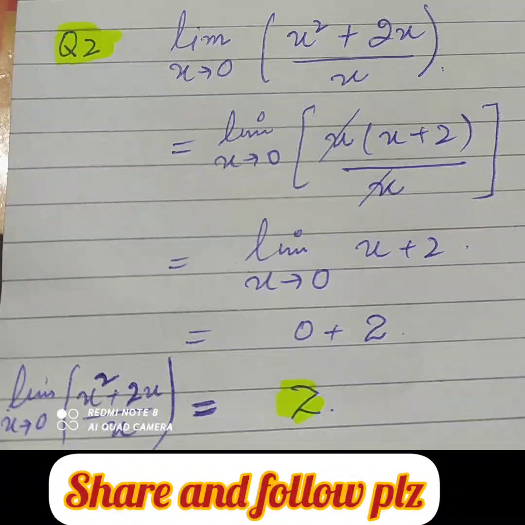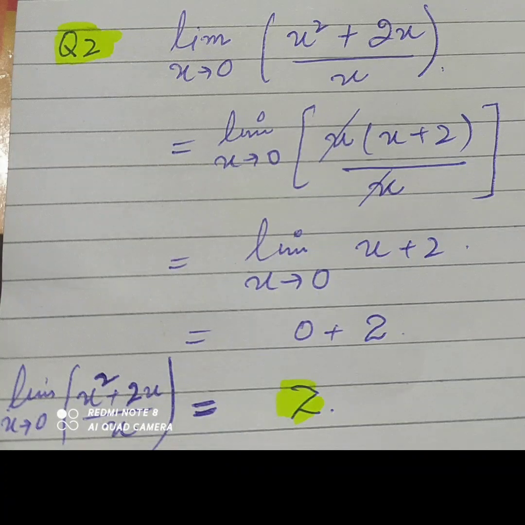So we got limit x tends to 0, x plus 2. We have given the value of x as 0 because limit x tends to 0. So we have written it as 0 plus 2, sorry, which is equal to 2. So the required result is 2.